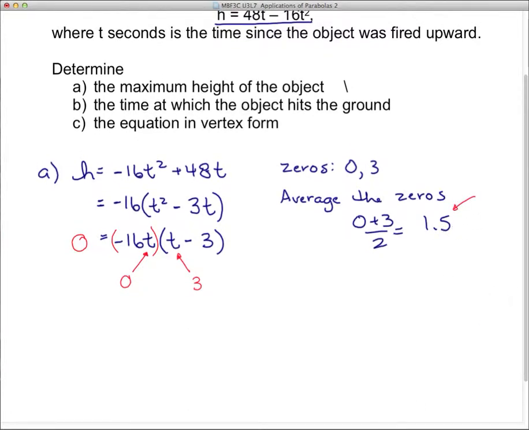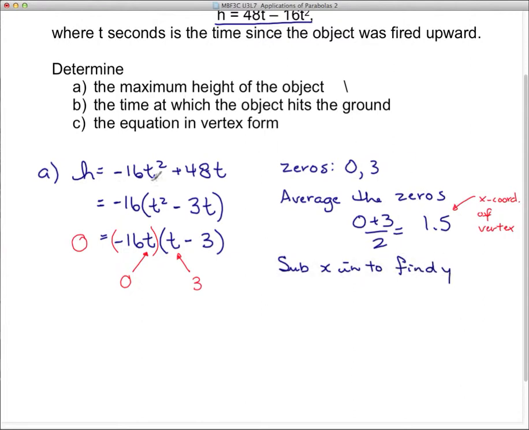When you average the zeros, this is the x-coordinate of the vertex. And now we need to sub x in to find y.